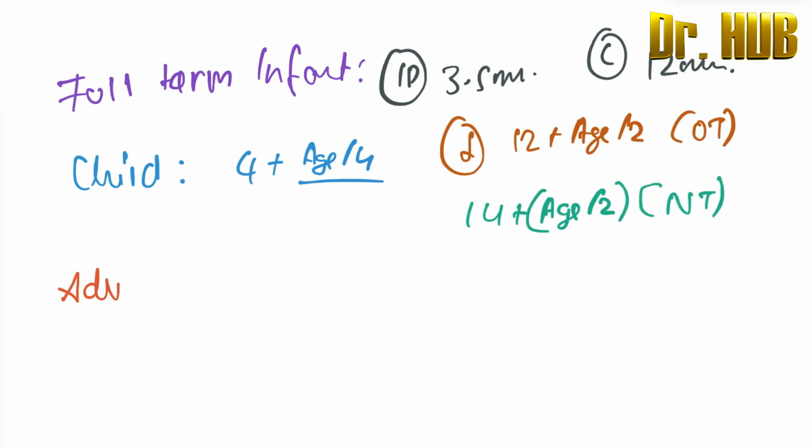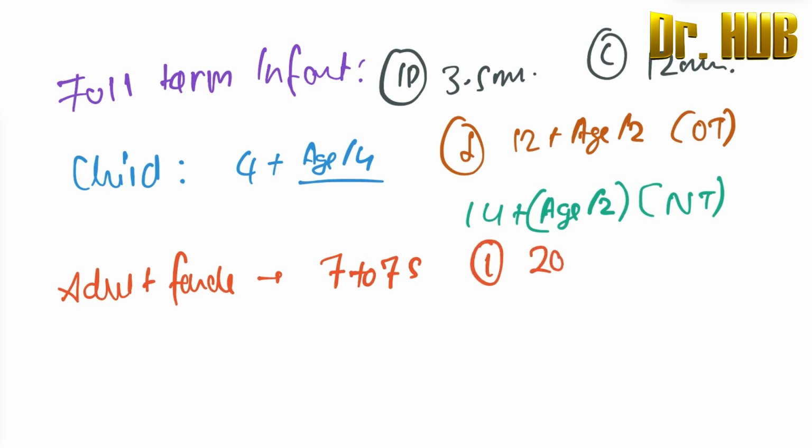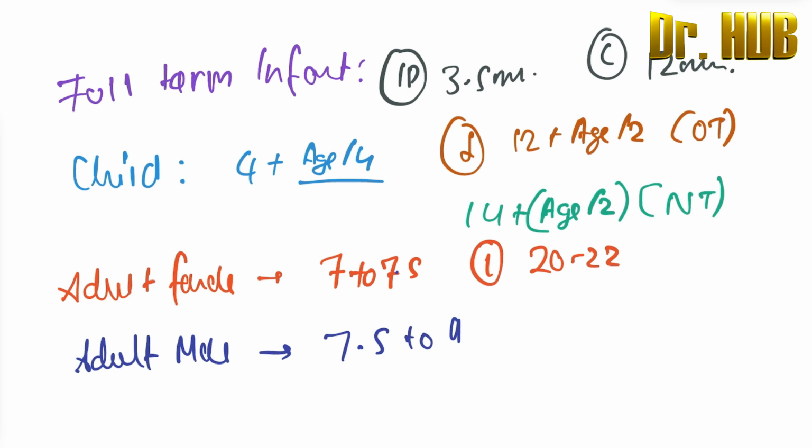Then we have the adult female. So adult female will be 7 to 7.5, and the length here it is going to be 20 to 22. Next we move on to the adult male. So adult male will be 7.5 to 9. So we are seeing that as age increases, the size increases, and the length here will be 22 to 24 mm.